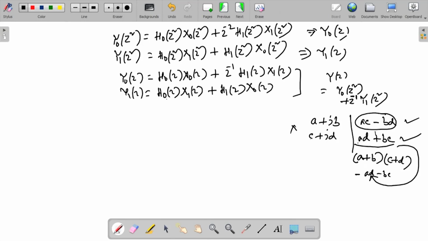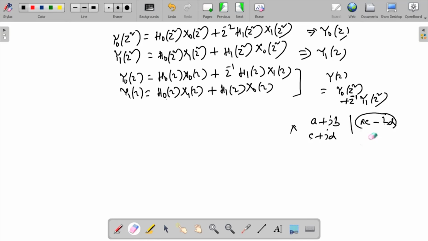sorry, there was a mistake. You calculate this real part, then A plus B, C plus D, from that you subtract AC and BD. See, you are calculating this, to obtain AC minus BD, you have to do this multiplication AC, you have to do this multiplication BD. So, those results are available.